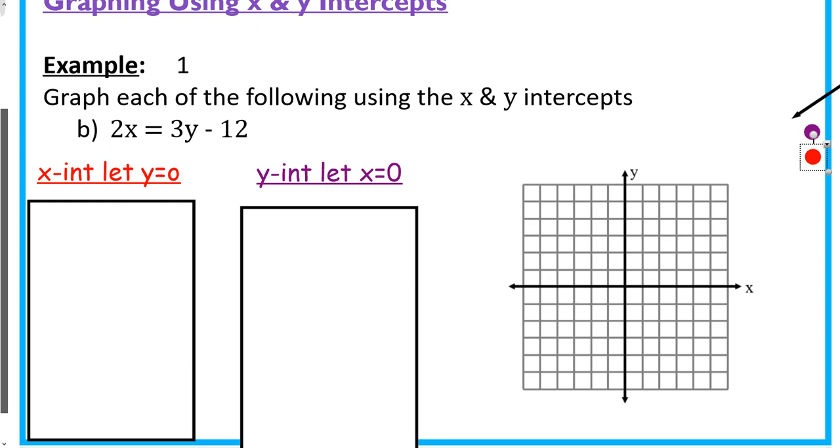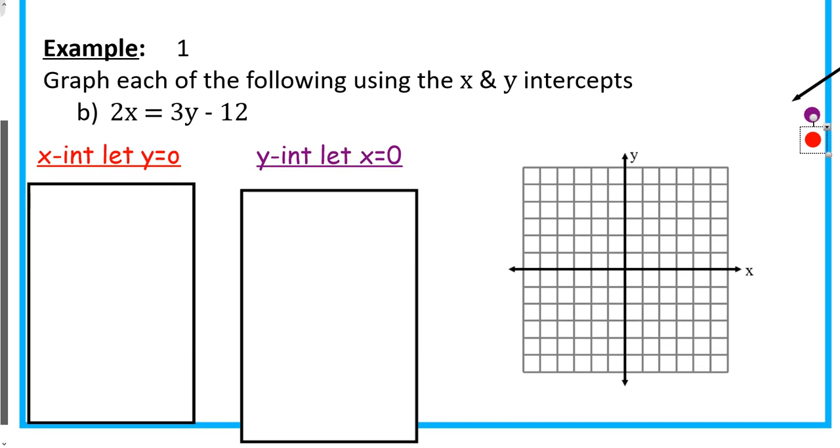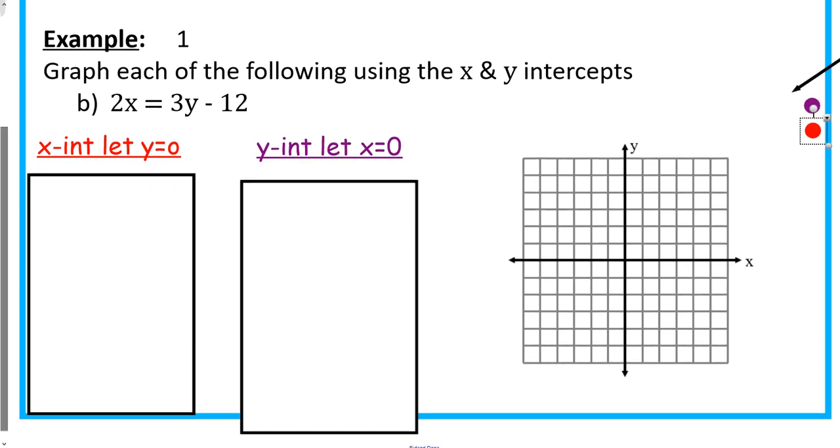All right, question B, graph each of the following using x and y intercepts. Okay, so we're going to do the same thing again. Just another example, x-intercept, let y equal 0. You're always writing these statements first to show what you're doing. Replace your y with 0.